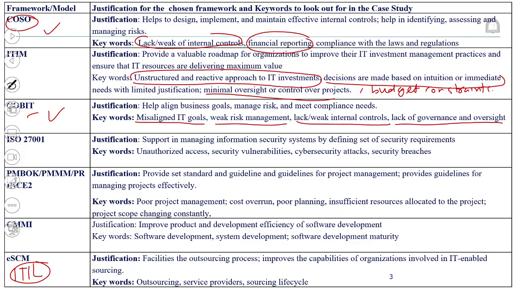Then you go to something like ISO 27001. This is your framework for any security-related issues. So if you're seeing a lot of unauthorized access, for example users having more privileges than they require, cybersecurity issues, okay? If you see those kinds of things, like what we have there.